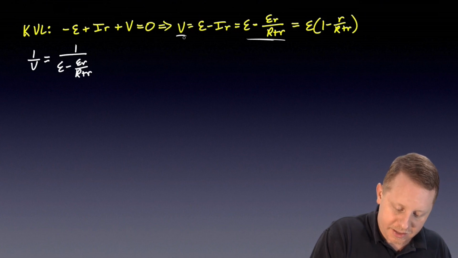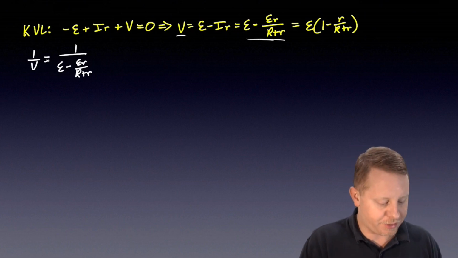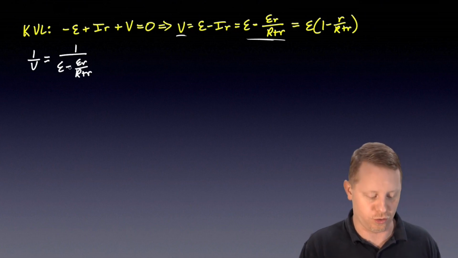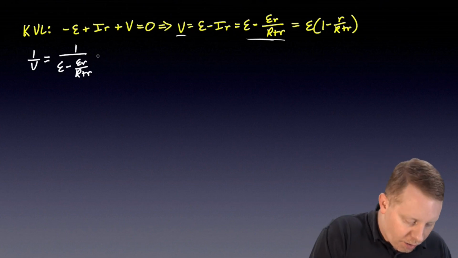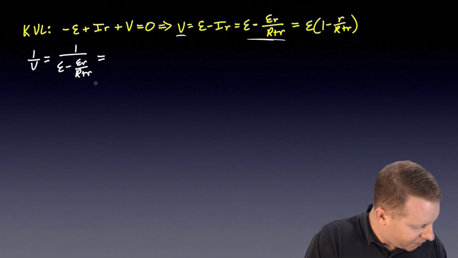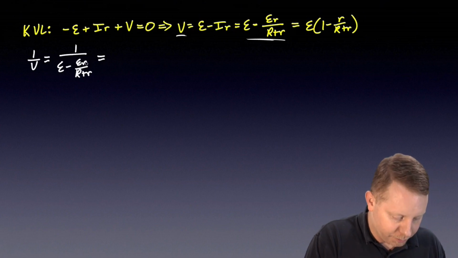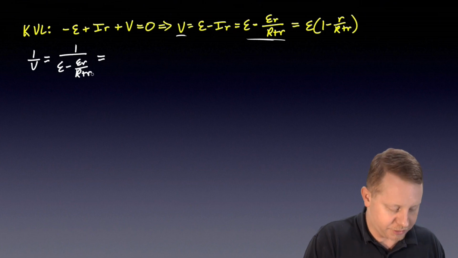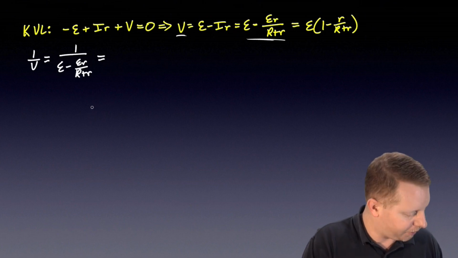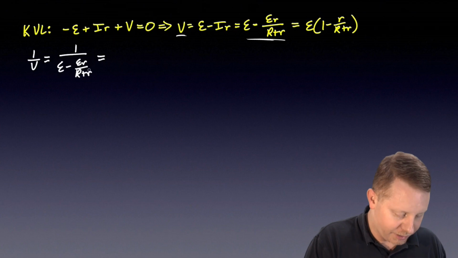Inverting that side and that side. So now I've got the 1 over V, but I've got some work to do over here. As I look at that, I can multiply that by R plus r over here, that by R plus r, just distributing this out, putting it in a slightly more useful format, I hope.